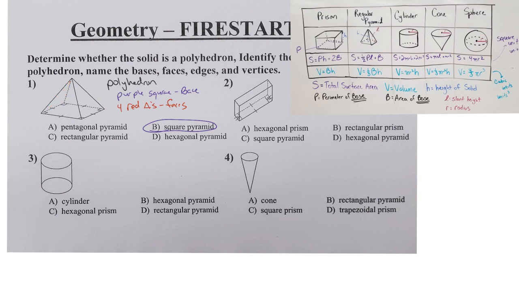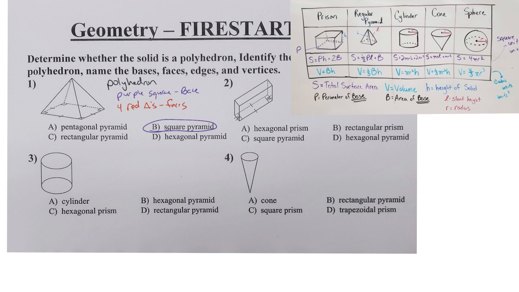So that's a triangle, that's a face. This is a triangle, that's a face. So any flat surface that is not a base is a face. So if it's not a base and it's flat, it's a face.